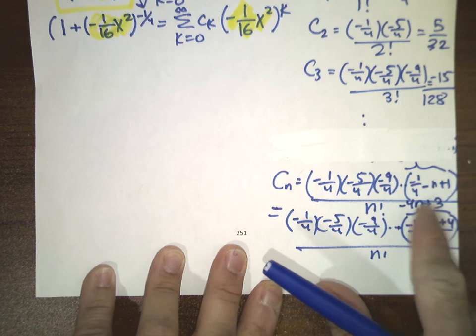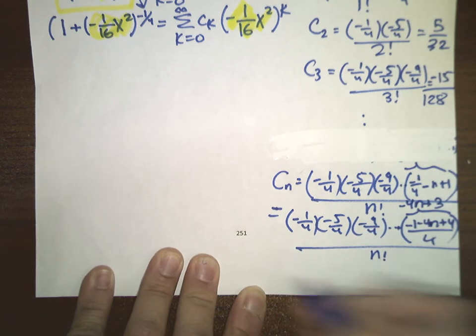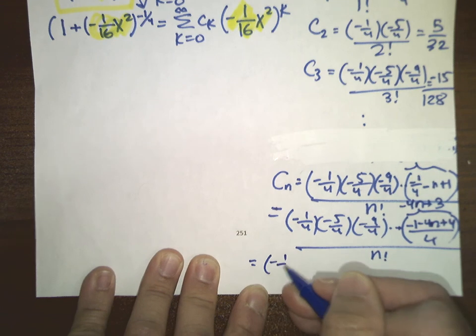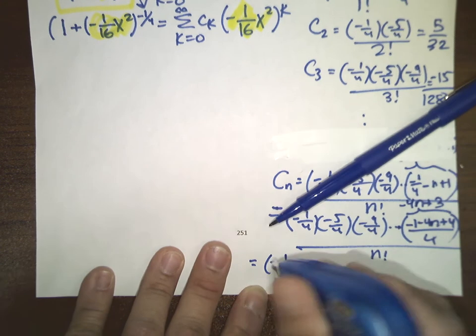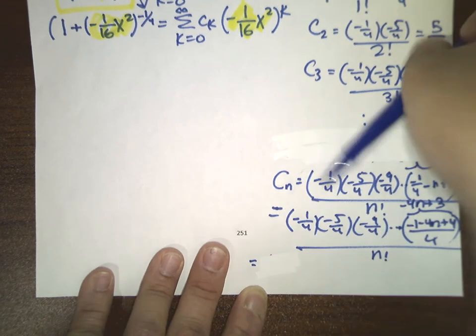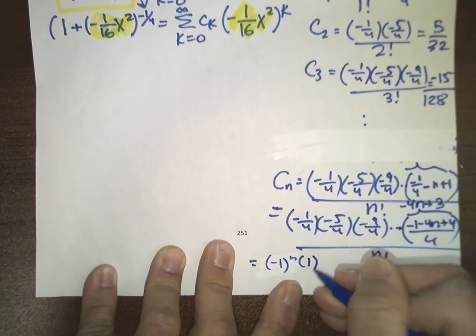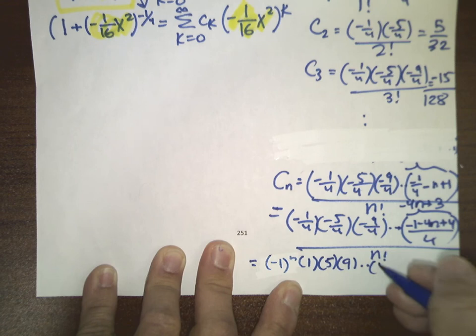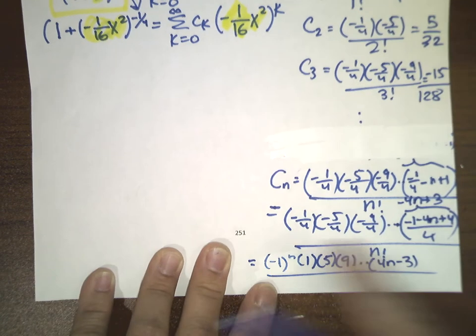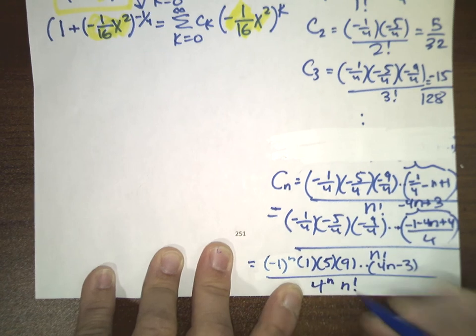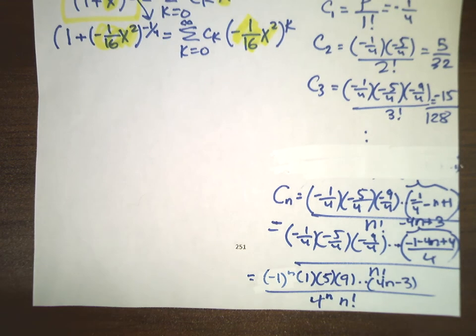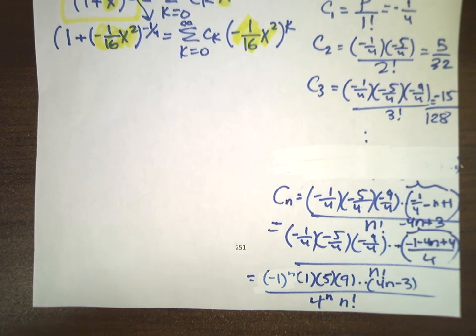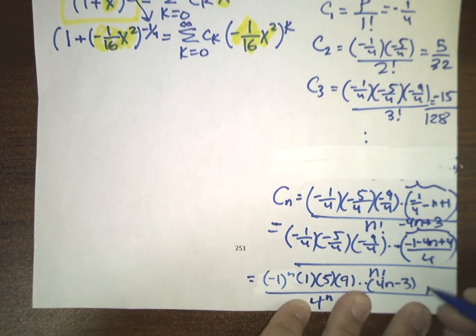Then I will factor a negative out of here. I just factor out the negative instead of taking extra steps for you. If I factor out a negative, I have negative 1 to the n, and then 1 times 5 times 9 all the way to 4n minus 3, and then I have 4 to the n and n factorial in the denominator. So that is my cn, but this is one of those cases where I want to make sure that I'm clear on what n values this is good for, and this is good for n greater than or equal to 1 also.